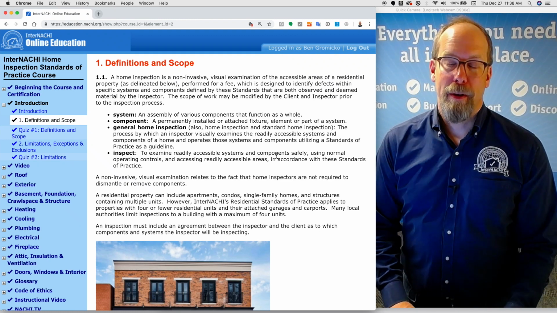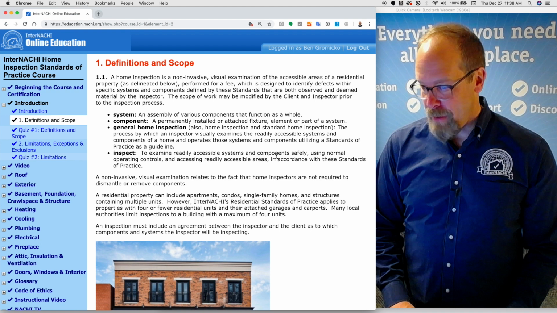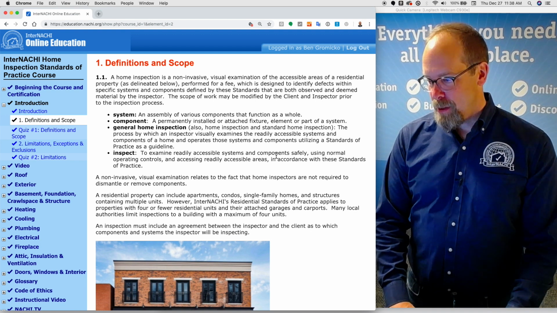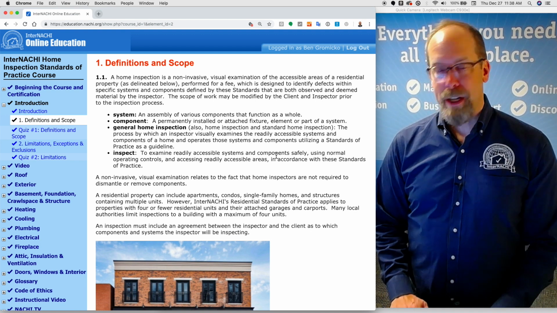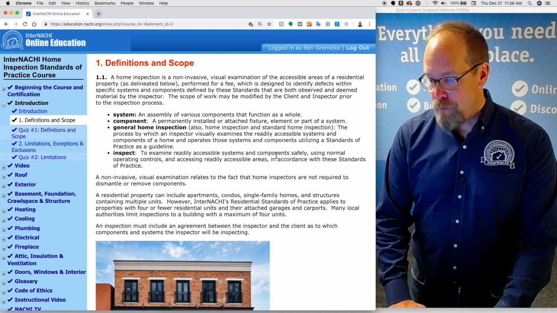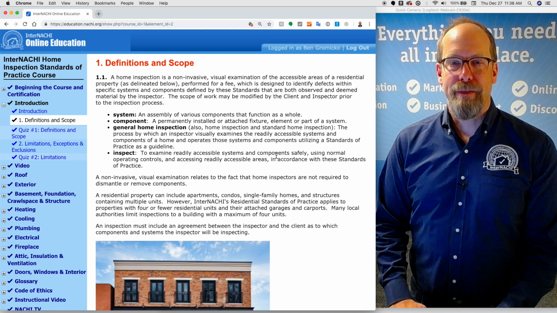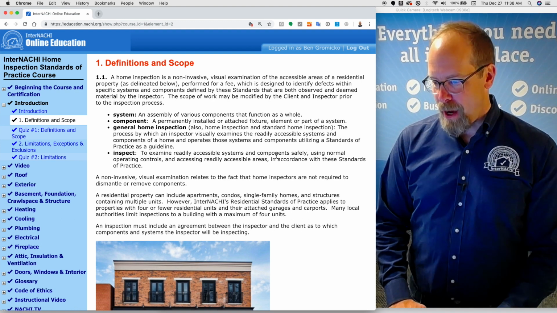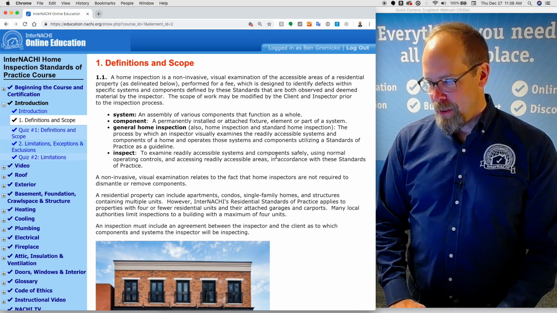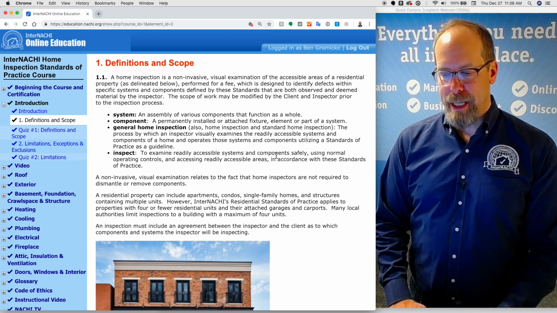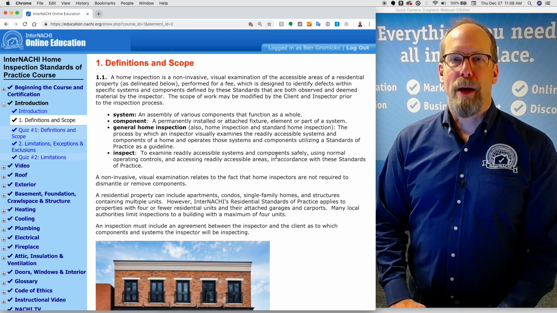Definitions and scope. A home inspection is a non-invasive visual examination of the accessible areas of a residential property, performed for a fee, which is designed to identify defects within specific systems and components defined by the standards of practice that are both observed and deemed to be material by the inspector.